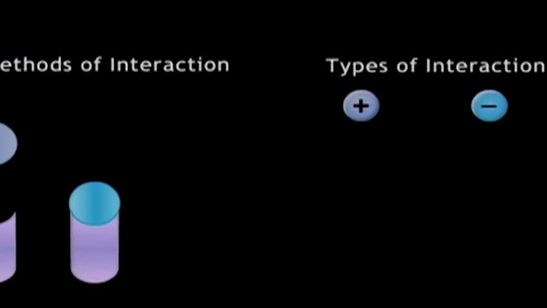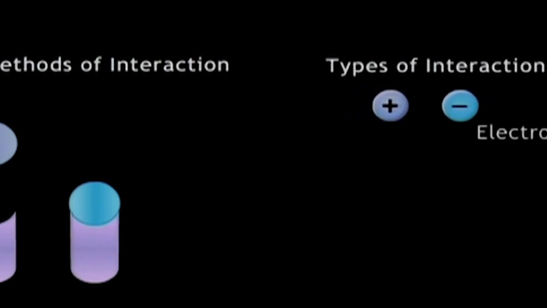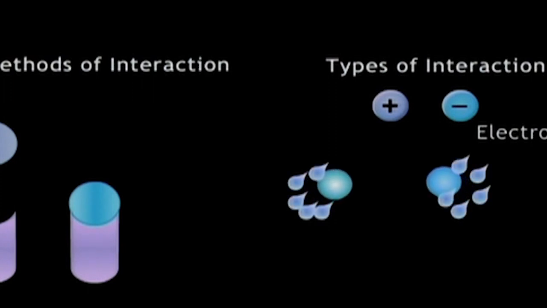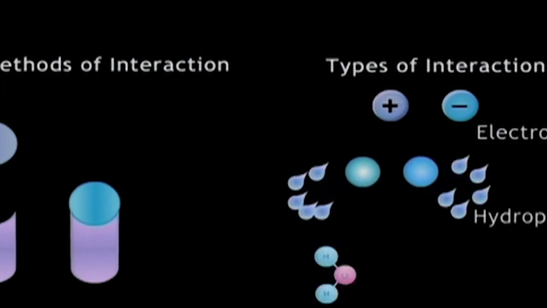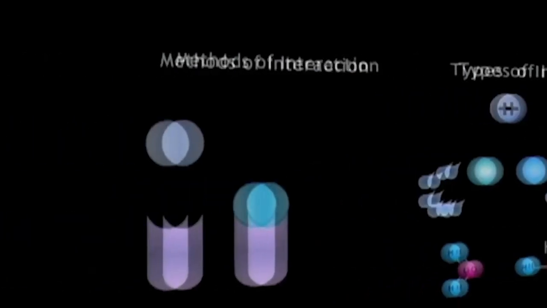Protein interactions with other biomolecules can be of several different types. They may be weak or strong, obligate or non-obligate, transient or permanent. The physical basis for these interactions include electrostatic, hydrophobic, steric interactions, hydrogen bonds, etc.